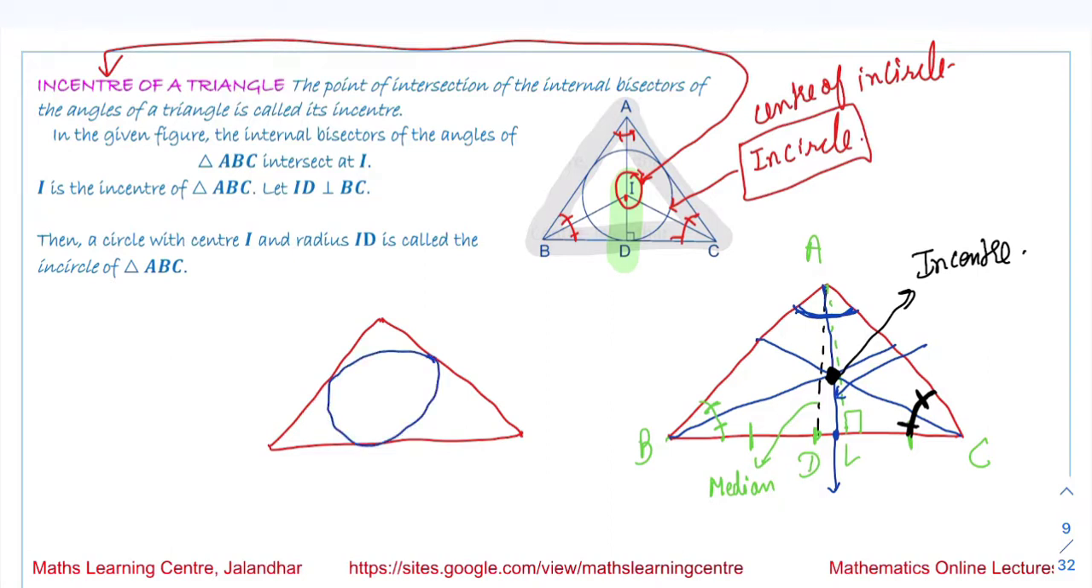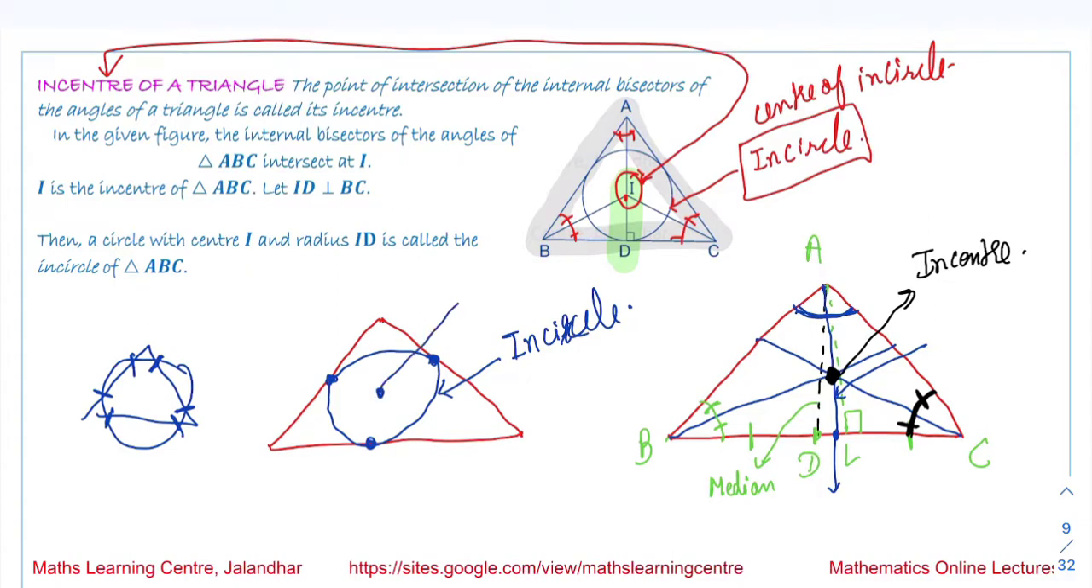Touches all these sides means it is touching these points. It is not intersecting. Suppose I draw the circle like this, it is intersecting at two points over here, at different points. That is not what we want, it is just touching these points. Then this circle is called the incircle of the triangle. The center of this circle is basically the incenter, and the incenter is the point where the angle bisectors meet.